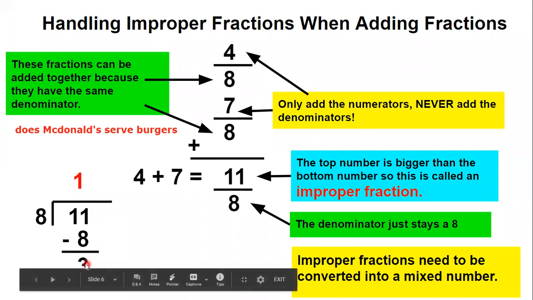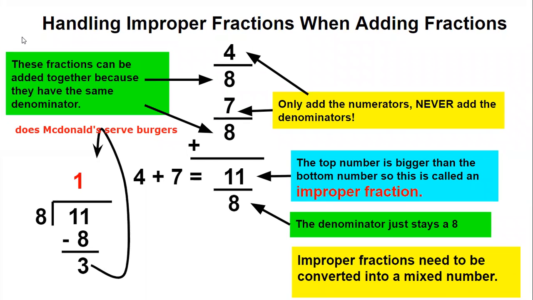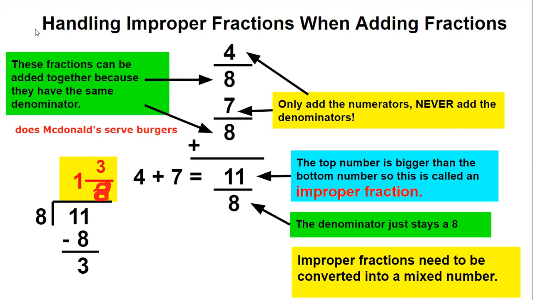So we're going to take the 3, the remainder, and that's going to become the numerator of our mixed number, our fraction. So we're going to bring it up to the top. That's going to become the numerator. And what's our bottom number going to be? Well, it's going to stay 8, just like it's been. Not 11, it should be 8. Mrs. Claus, what are you doing? That's supposed to be an 8. There we go. So it should be 1 and 3/8. So we have converted 11/8 into 1 and 3/8. That is your answer, 1 and 3/8.